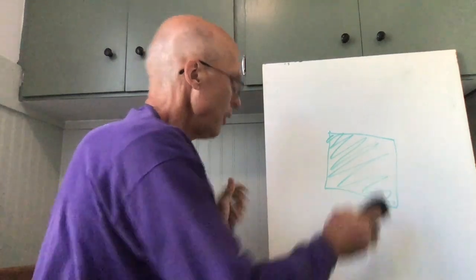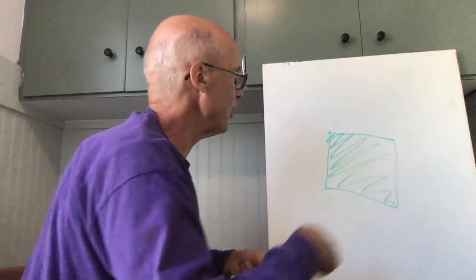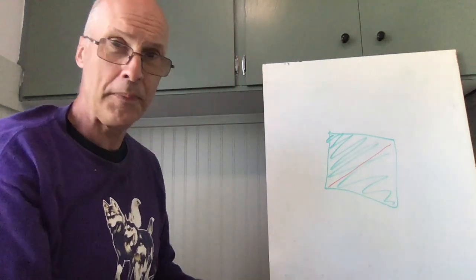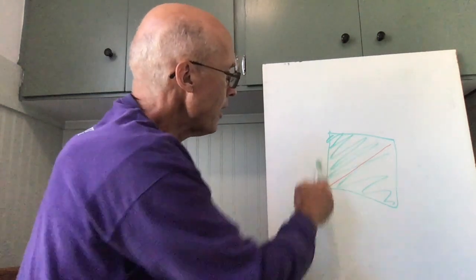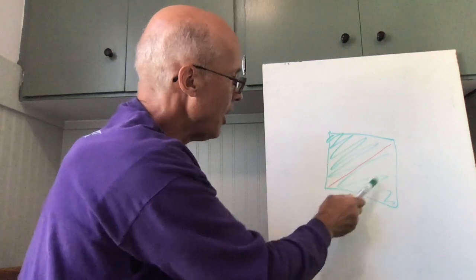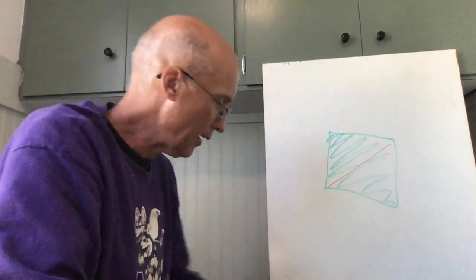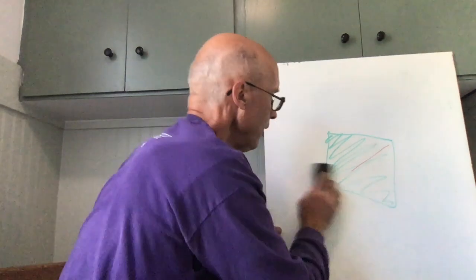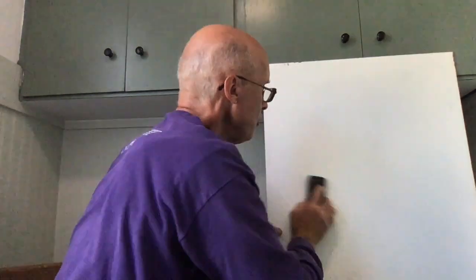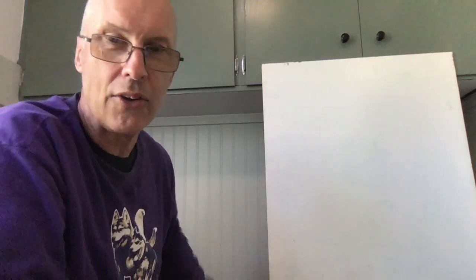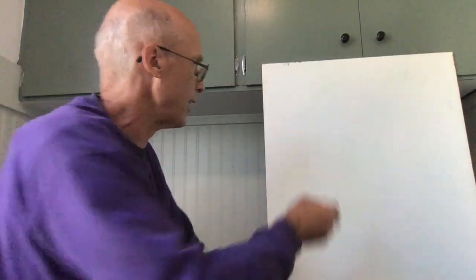So, for instance, if I took this and divided it in two, the area of the whole thing is the area of this triangle plus the area of that triangle, which I think you can just see. We're going to do two things today, parallelograms and triangles, and they're both easy.